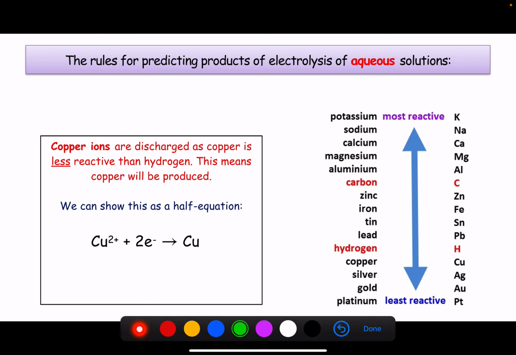There it is. Again, my aqueous copper ions gaining electrons to form uncharged copper atoms, which will form as a solid. So if we were to add state symbols, that would be aqueous, and then we're forming a solid. Okay, and again, remember, when we talk about oxidation and reduction, we're talking about what's going on with the reactant. My reactant here is the copper ion. It is gaining electrons, so therefore this is reduction.